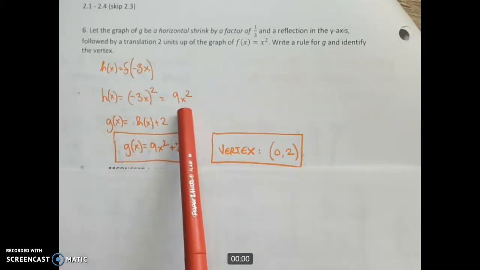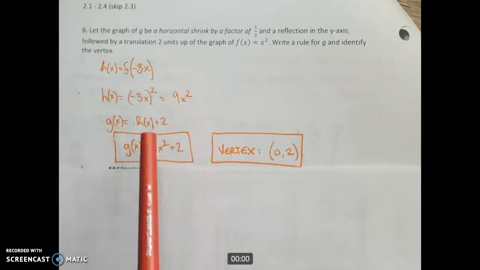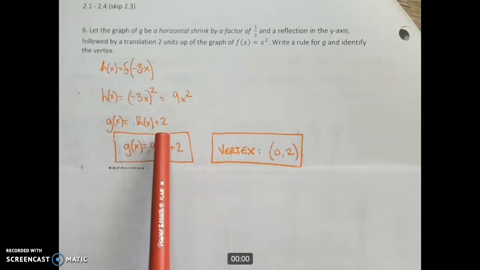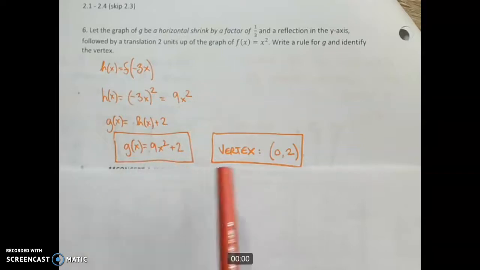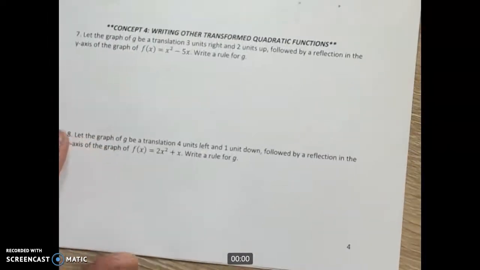Take that for g, then it's translation 2 units up, so it's g of x equals h of x plus 2. Substitute, g of x equals 9x squared plus 2, vertex 0, 2. Okay. Pause if you need. We got 2 more problems. I'm going to keep on going. Here we go. Next one.